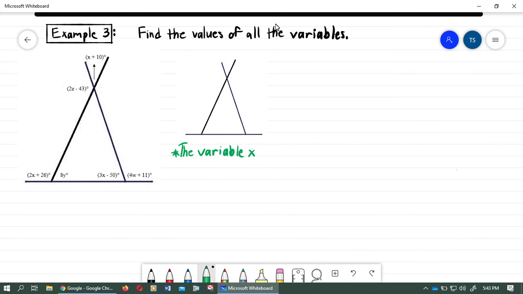Alright, so folks, again, we're going to take a closer look at those 3 variable expressions that have the variable x in there. Because again, folks, that can't be a coincidence.